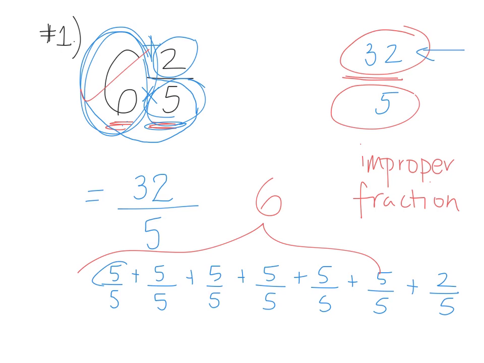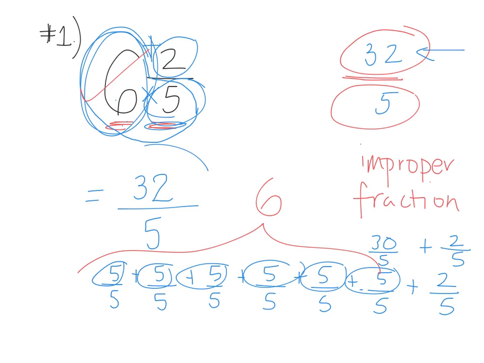So I have 5, 10, 15, 20, 25, 30. We multiply 6 times 5 because I have to repeat that 5 six times. So I have 30/5 plus 2/5, which is 32/5. That's how you get the answer. I just wanted to show you the shortcut, but that's actually what you're doing: adding the 6 wholes, which means multiplying 6 by 5, and then adding the fraction part. So the answer should have been 32 over 5.